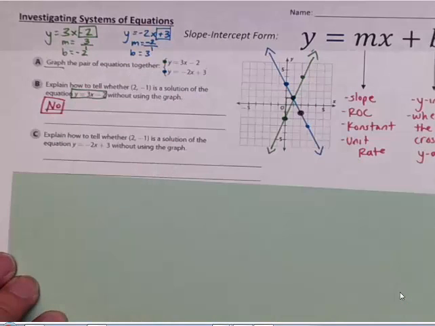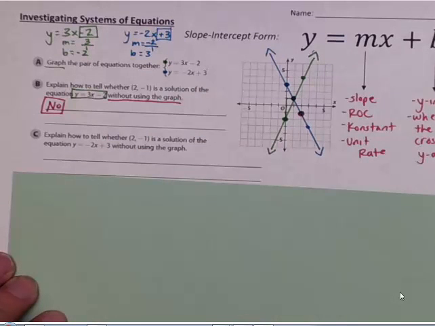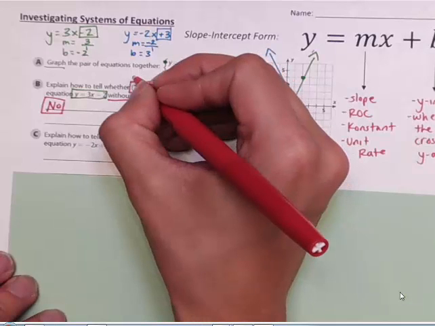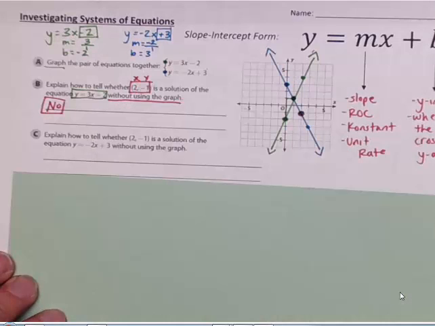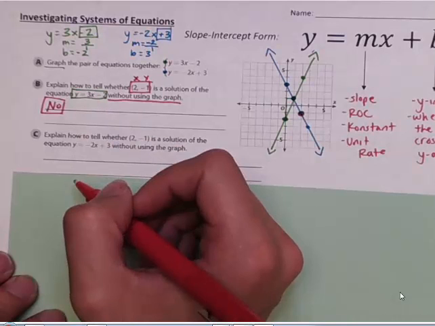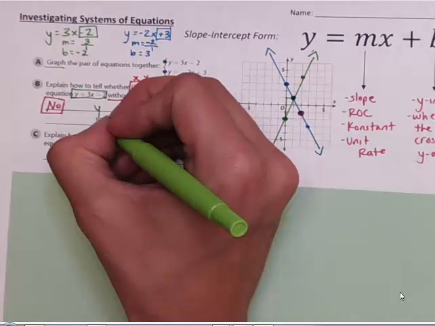Oh, and you know what? I just realized it says without using a graph. So we could use the graph, however, they don't want us to use the graph, so we're going to do it a different way. How would I do this a different way? Well, if they give me my point, remember this represents my x and my y. So couldn't I just plug it in to see if it's a true statement? Okay, let's try that. So in that space provided, put y is equal to 3x minus 2.